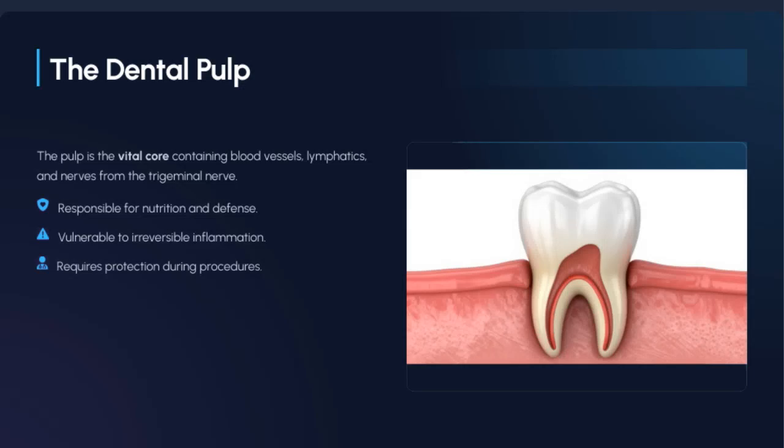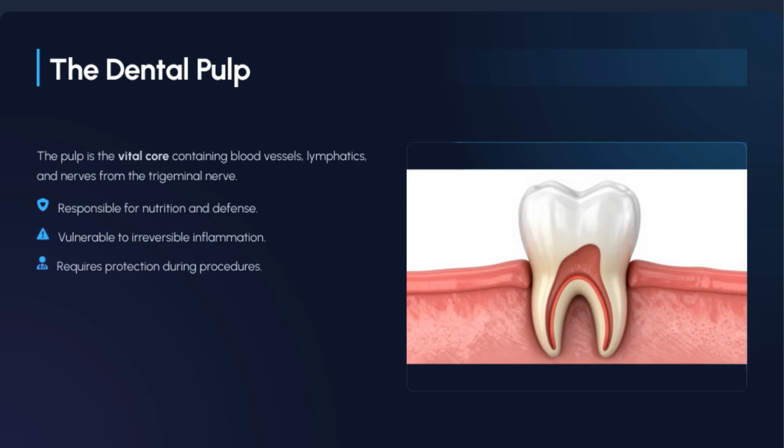The dental pulp requires protection during procedures because it's a delicate tissue that can easily be damaged. If exposed or injured, it becomes vulnerable to irreversible inflammation, which can lead to more serious issues like pulp necrosis. This makes understanding its role crucial in dental treatments.